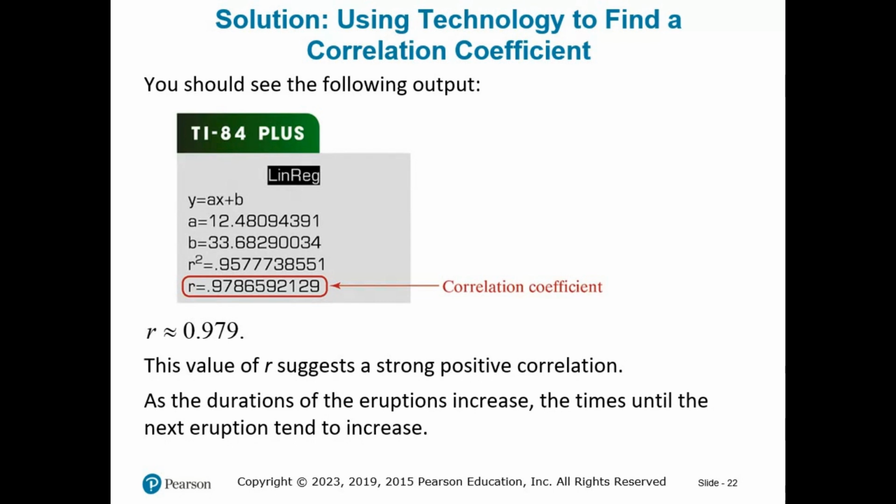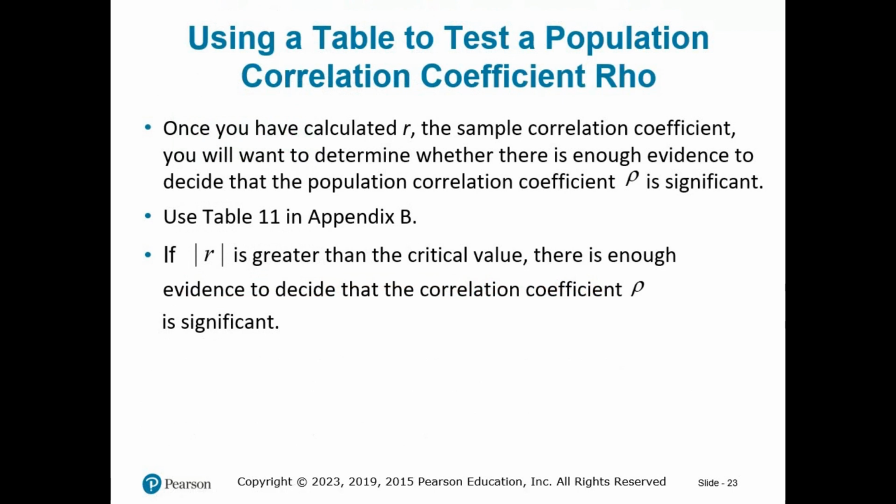But what kind of scale or measurement are we using besides that it's close to 1? How do we determine what is close enough to consider it very strong? In your e-text, there's a table, Table 11, in Appendix B, called the Critical Values for the Pearson Correlation Coefficient. We need only find the absolute value of the R value and see if it is greater than the critical value on the table to decide if there's enough evidence to decide that the correlation coefficient rho is significant.